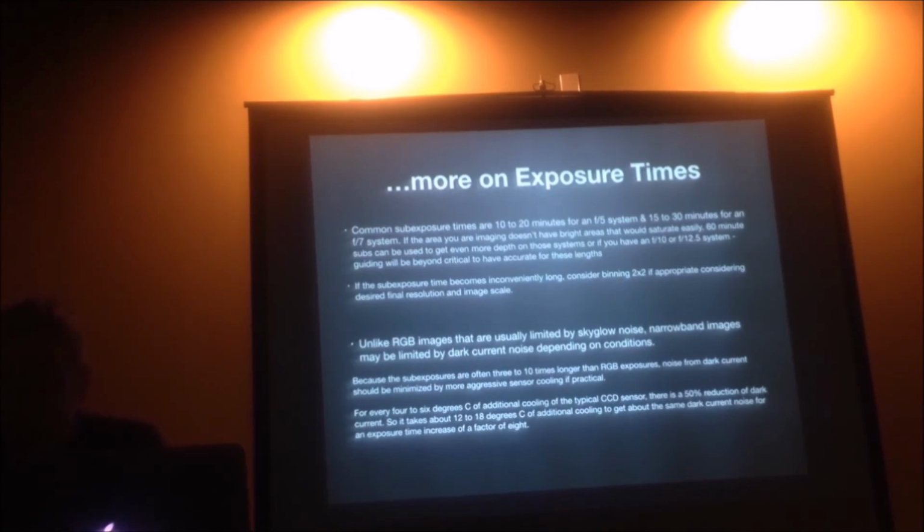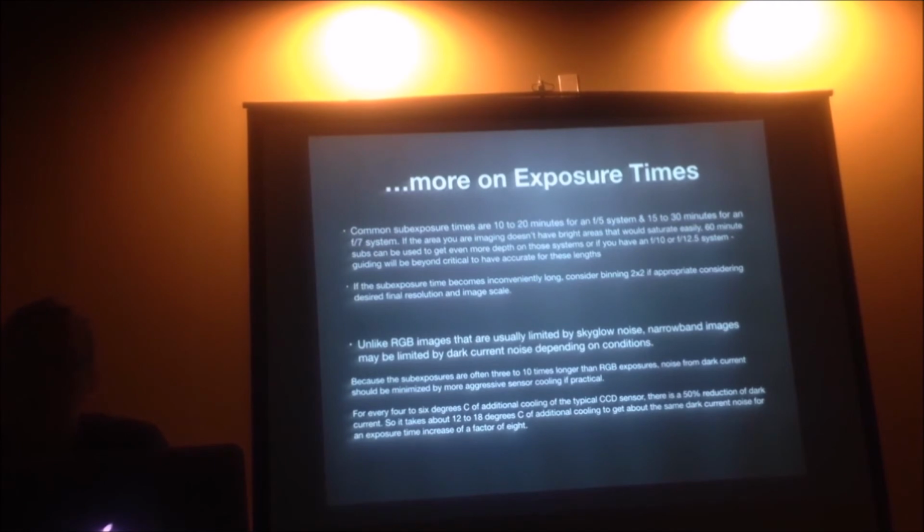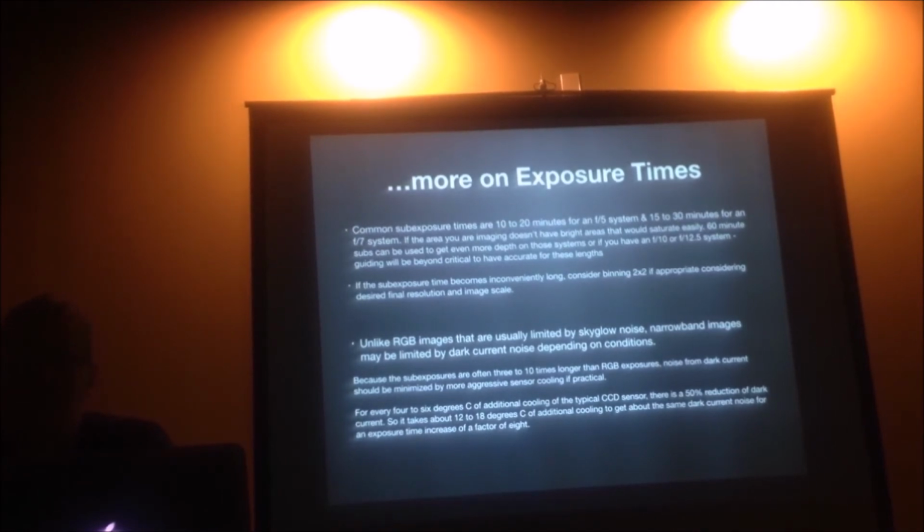So more common exposure times are generally 10-20 minutes for an F5 system, 15-30 minutes for an F7 system. These are just general guidelines. It ranges a lot, depending on what you want to do as well. I've got an F5 system, and I'll do 30, 60-minute exposures sometimes in narrowband, depending on what I'm shooting. If I have a dark area where nothing is going to be blown out, I'll go as long as I possibly can.